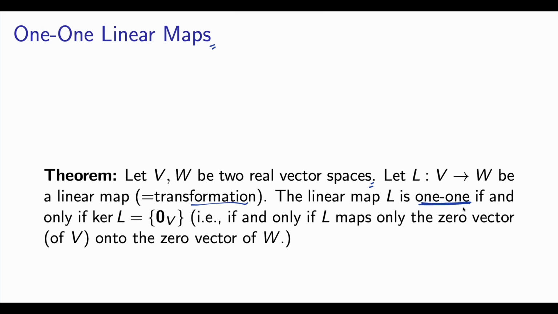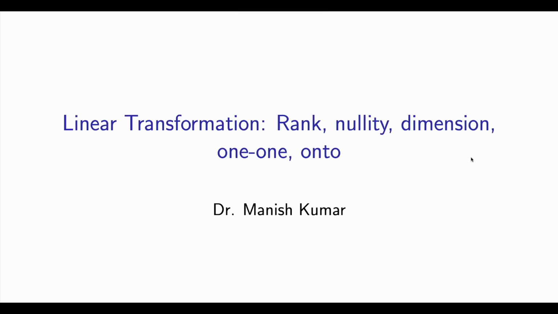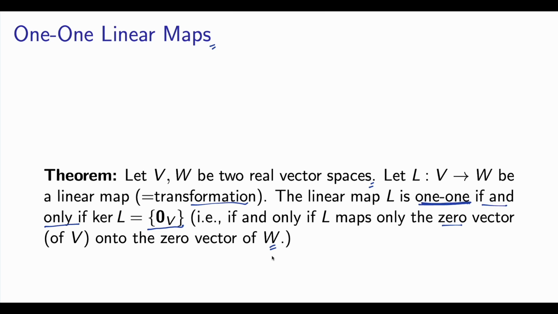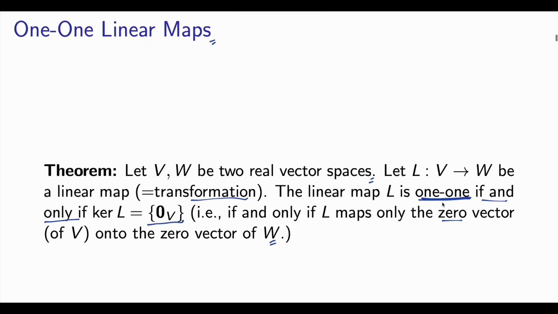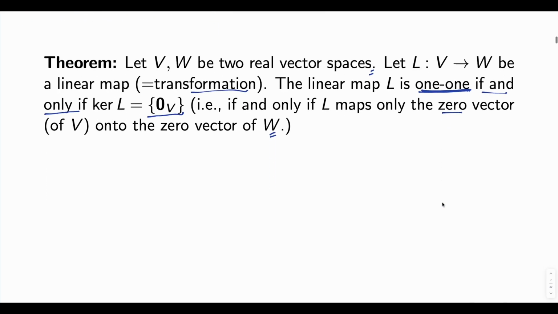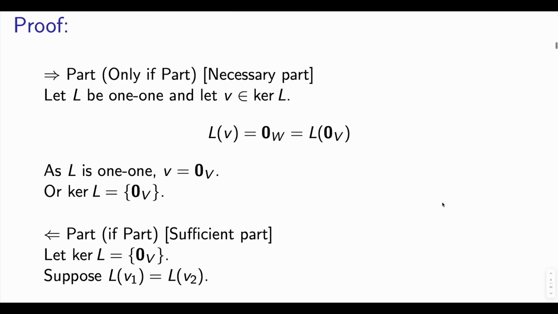So L is 1-1 if and only if the kernel set is only the 0 vector, right? Which we have to prove. Or if and only if L maps only the 0 vector of V into the 0 vector of W. This is the meaning, right? So L is 1-1 if and only if the kernel contains only the 0 vector. If the kernel contains only the 0 vector, then L is 1-1. Both ways we have to prove. Okay, so this is a very important result. So let us see the proof.